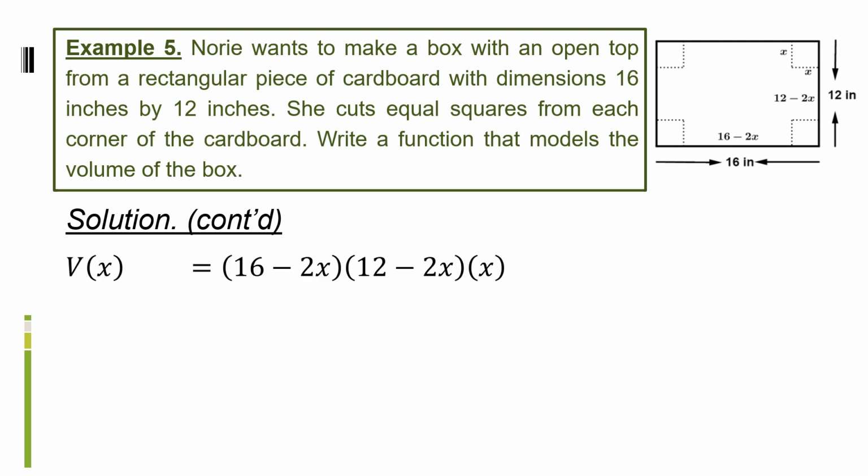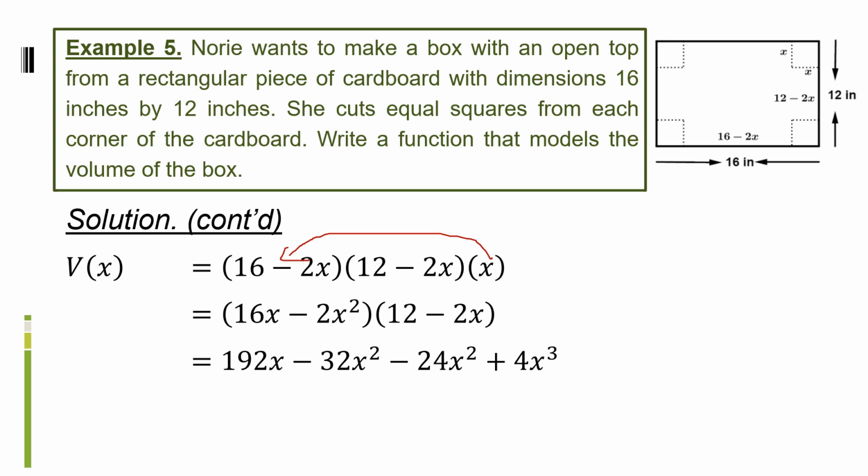With that now, volume is equal to the length, which is 16 minus 2x, the width, which is 12 minus 2x, times x, which is now our height. Kasi kapag finold natin yan dyan, yung x natin, yun na yung magiging height ng box. Or that is 16x minus 12x squared times 12 minus 2x. So, pinasok si x dito sa length. Or that is now 192x minus 32x squared minus 24x squared plus 4x cubed. Or 4x cubed minus 56x squared plus 192x.